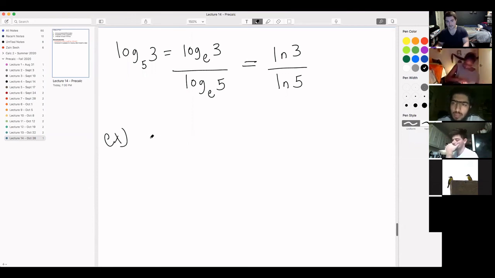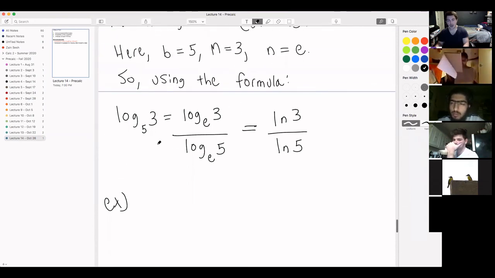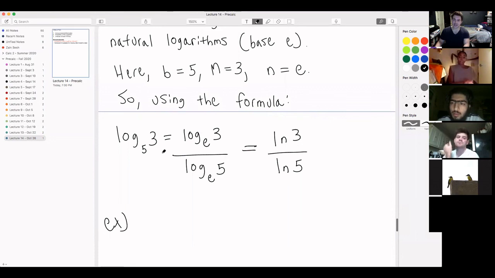Student: Does that calculate to anything? Not a whole number or anything nice? Off the top of my head, I'm not sure what this would be. Yeah, probably something nasty.